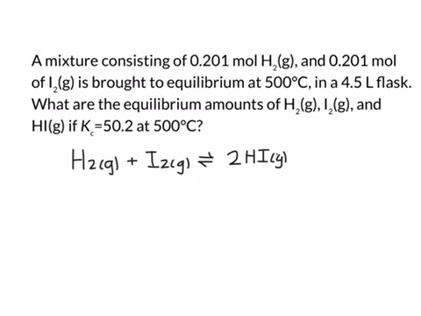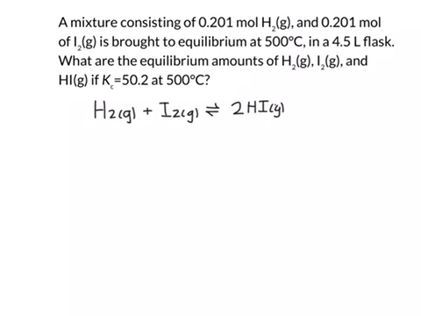Now we can build our ice table. So I'm just going to move this up a little bit. So we'll write I, C, E down the side. We need equilibrium concentrations, and we're given amounts in moles, so we need to divide by the volume of the flask. Our initial concentration of hydrogen is 0.045 moles per liter, and the same for iodine. Because we're not told that any hydrogen iodide is initially added, its initial concentration will be 0.